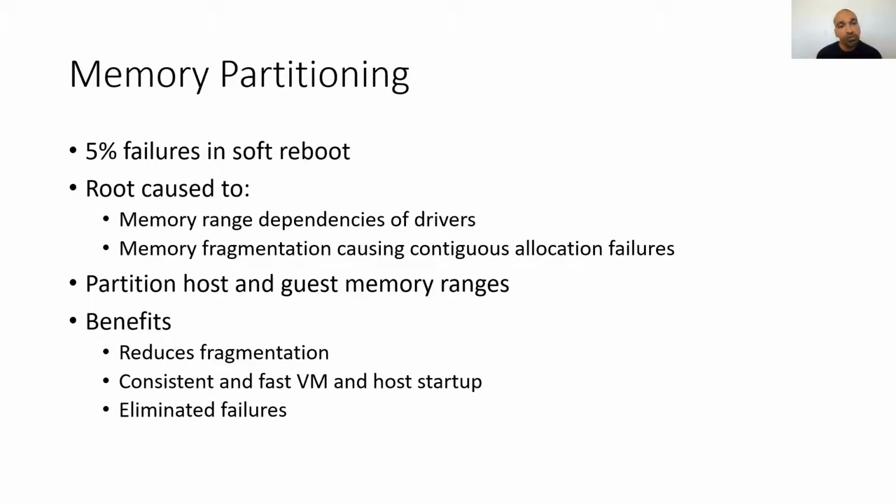When we deployed VMfoo into our pre-production rings, we observed around 5% failures in soft reboot. These failures are root caused to 2 primary reasons. First, memory range dependencies for certain drivers are not satisfied, as those ranges are now occupied by memory saved across reboot. The second class of failures correspond to contiguous memory allocation failures. These are due to severe memory fragmentation, causing those allocations to fail.